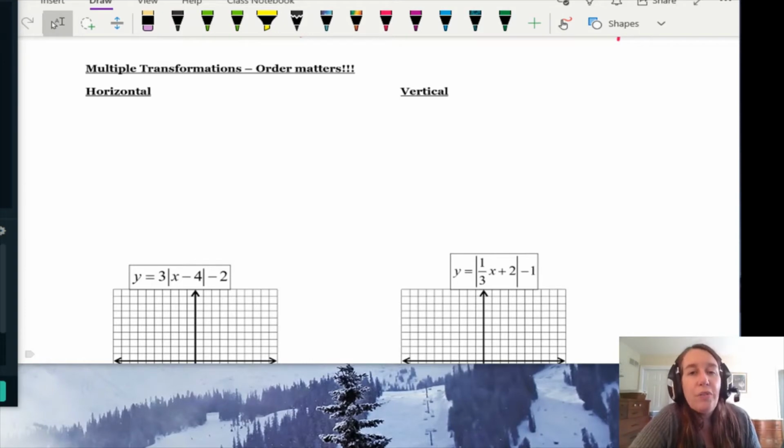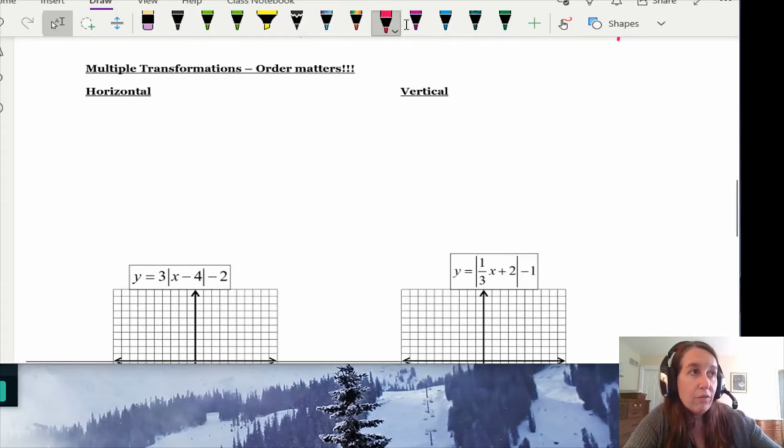Most of the time when you see transformations, you are not going to have just a single transformation to do. You're going to have several together. Okay, so when you're doing multiple transformations, the order that you do them in can affect the outcome. So it does matter. So we're going to summarize that information here.